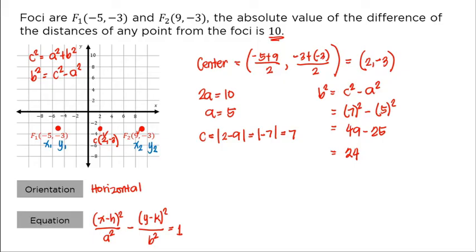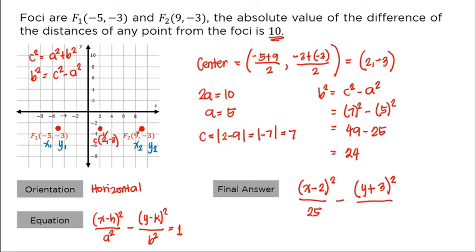And from that, we can now have the standard equation of this hyperbola. From our model equation, h is 2, so we have (x minus 2) squared over a squared, which is 5 squared, 25, minus (y minus k) squared. k is negative 3, so this will become (y plus 3) squared over b squared, which is 24, equal to 1. This will be our final answer.